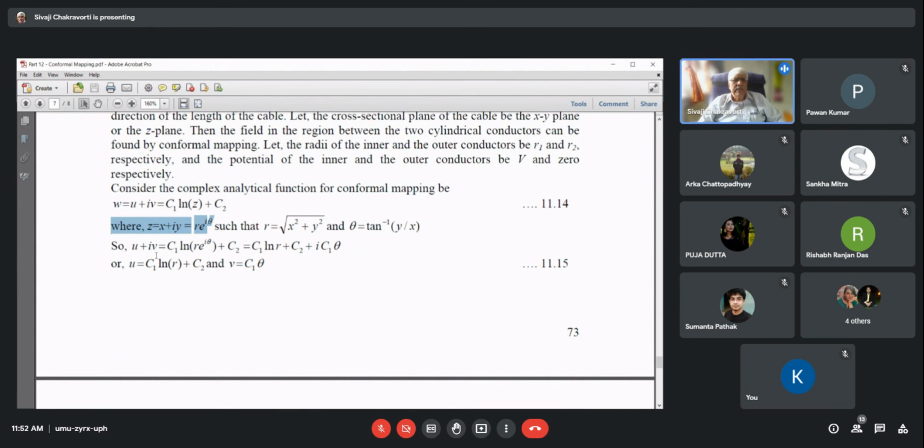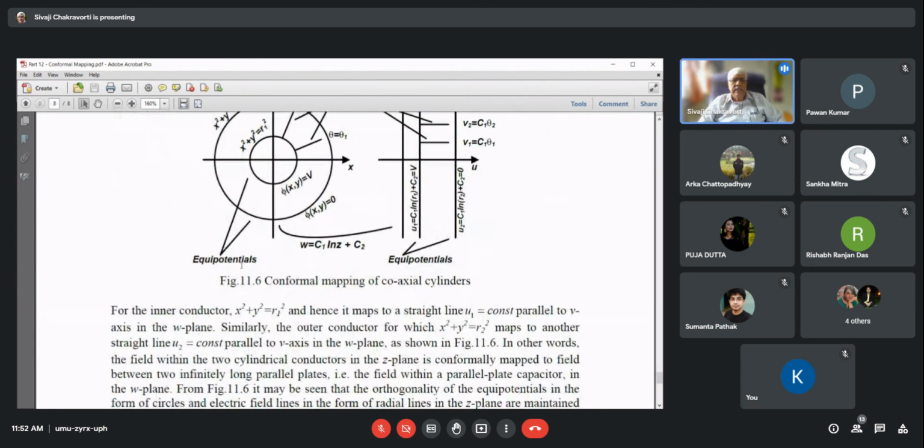And then u plus i v, and if I put z is equal to r e to the power i theta, then you can see that u can be written as c1 ln r plus c2 and v can be written as c1 theta. So now I have got u and v and they are functions of r and theta.